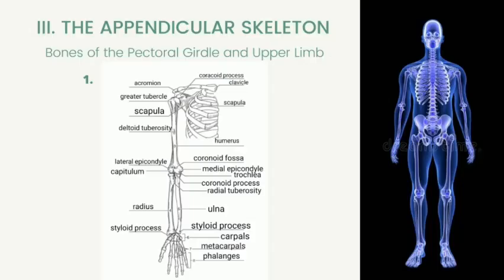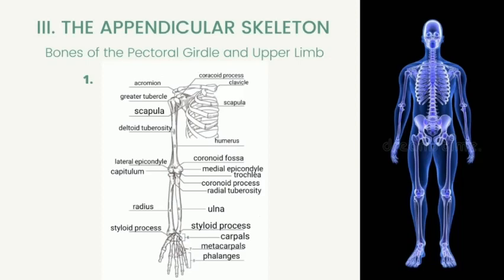Good day! I am Peralta Shana Tenchibi, and I would be reporting the appendicular skeleton, bones of the pectoral girdle and the upper limb. For number 1, we have the scapula. Inferior to the scapula, we have the deltoid tuberosity. Superior to the scapula, we have the greater tubercle, acromion, coracoid process, and number 2, we have the clavicle.